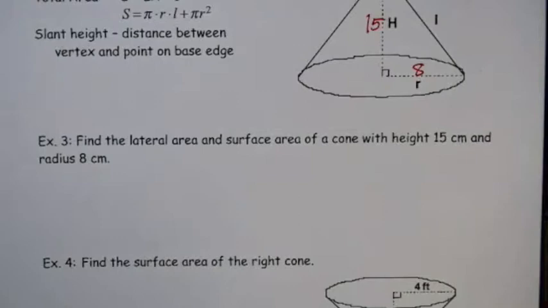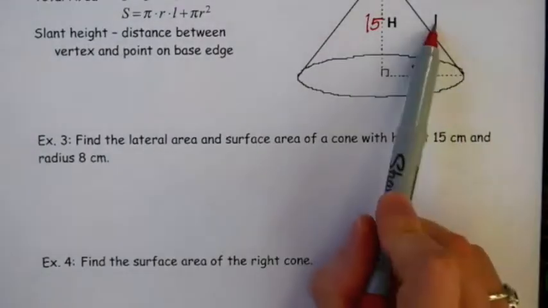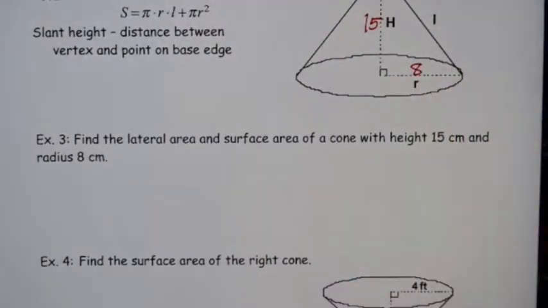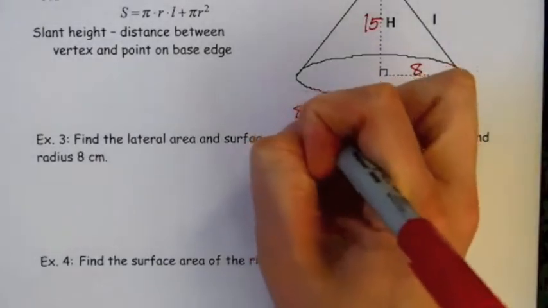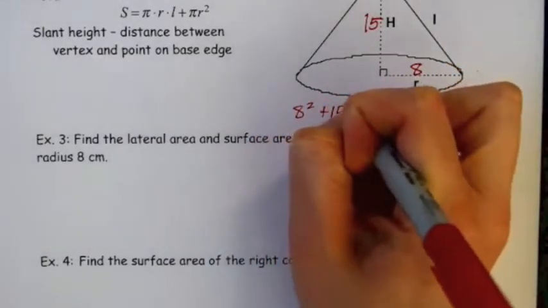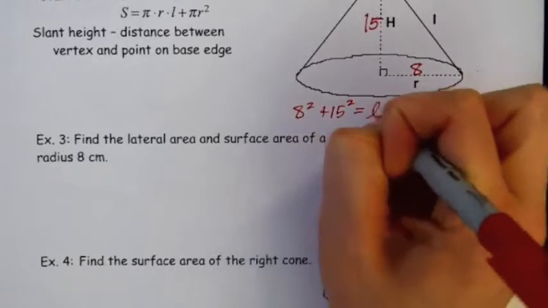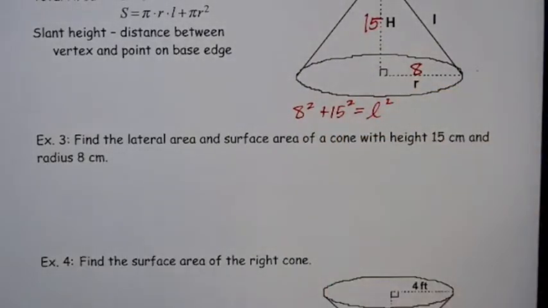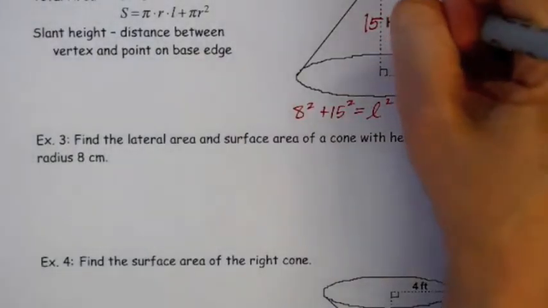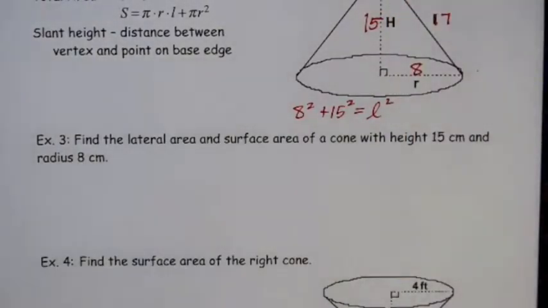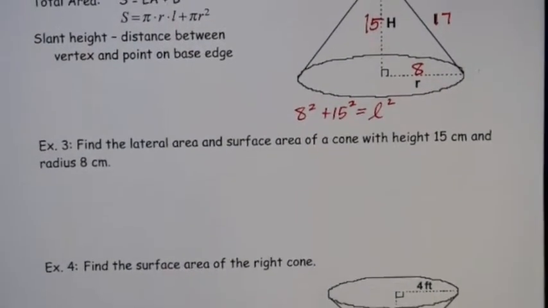Okay, so the first thing I need to do is to find my slant height here. I can go ahead and use the Pythagorean theorem. So 8 squared plus 15 squared equals my slant height squared. And you get that it's 17. Now it is a Pythagorean triple, but it's not one I had you memorize. So if you want to go ahead and use the Pythagorean theorem here, that's totally fine.